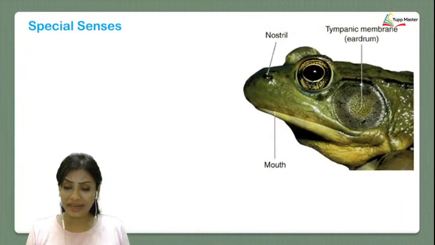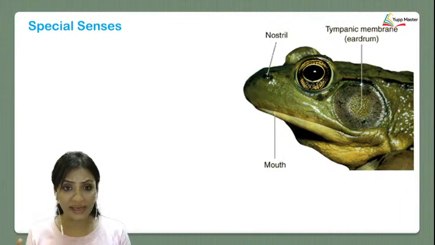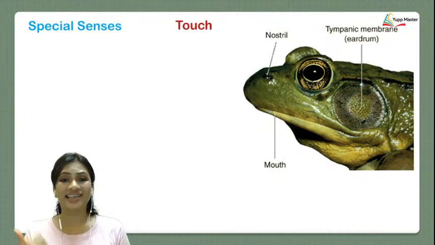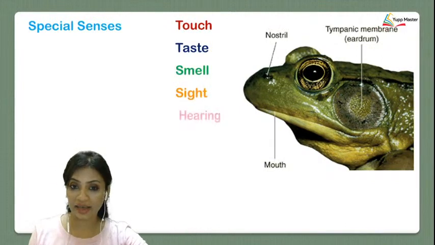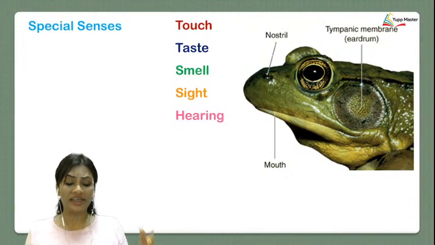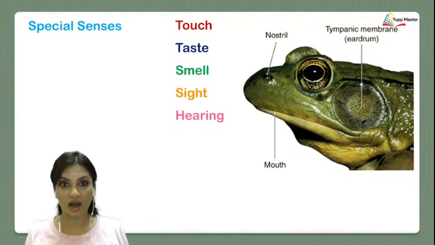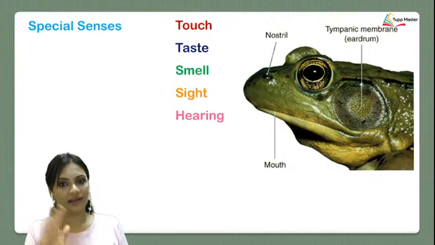Alright, next, along with the nervous system, we also see that the frogs have certain very well developed special senses. Okay, which are these senses which are present? Sense of touch, sense of taste, then smell, even sight and hearing too. This will be quite surprising, but even in that small frog you may see all of these senses are present. Touch, taste, smell, sight and hearing.